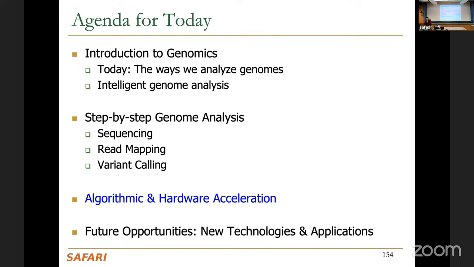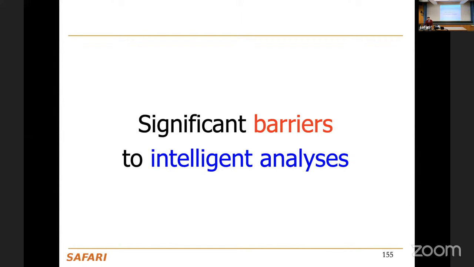So we're going to be covering essentially the algorithmic and the hardware acceleration efforts that we're doing in our group. So I guess to understand why we need to accelerate genome analysis, we also need to understand that there are significant barriers for intelligent genome analysis.